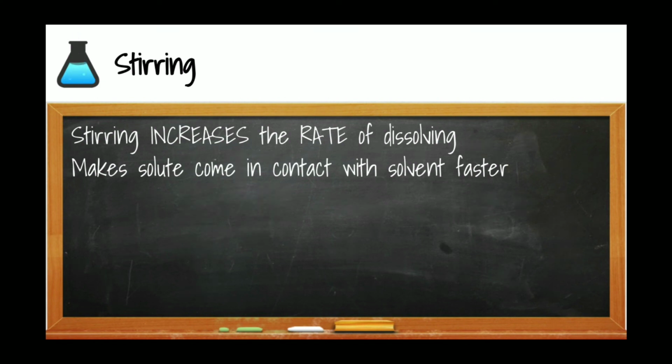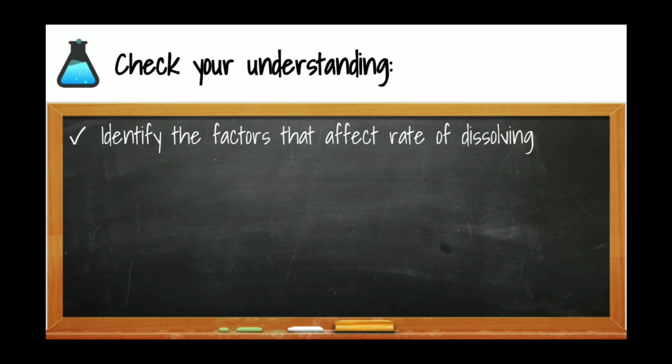Stirring increases the rate of dissolving, but it does not increase the amount that can dissolve. Stirring increases the speed at which the solute and solvent come into contact. By now you should be able to identify the factors that affect the rate of dissolving.